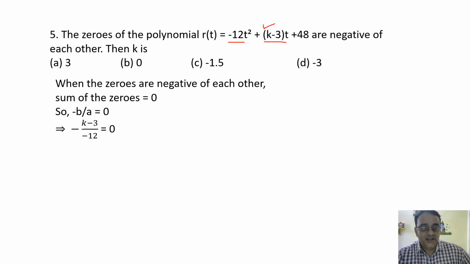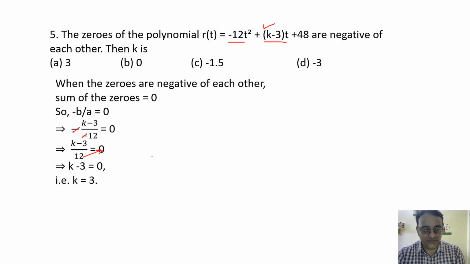Right. So minus minus cancel. So k minus 3 upon 12 is equals to 0. Cross multiply 12. We'll get k minus 3 is equals to 0. And what is the final answer of k? K equal to 3. 3. Right. And the correct option is Option A.